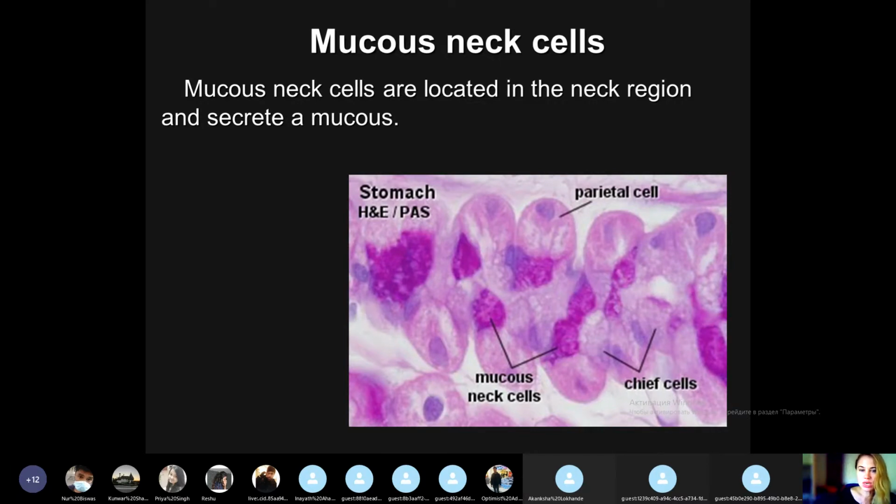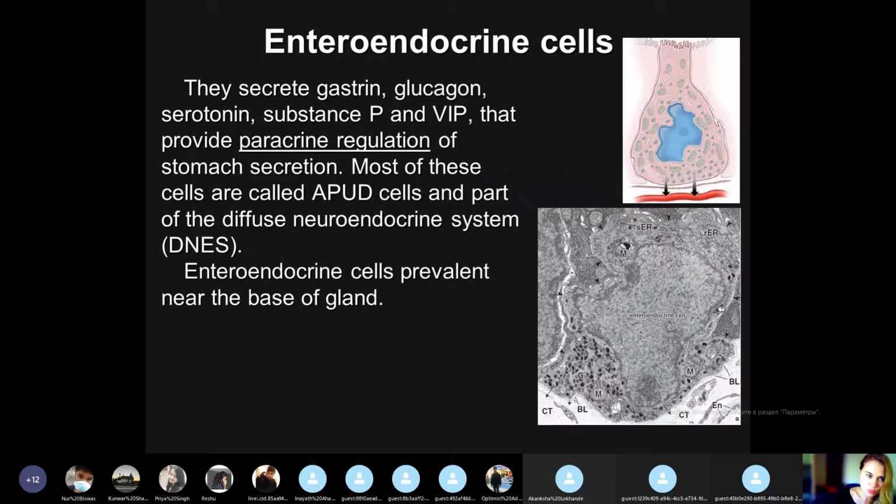But at the same time, it may damage the tunica mucosa of the stomach. To prevent this chemical burning of the mucosa, the mucous neck cells secrete mucus that lines the surface of the epithelium of the stomach, and as a result inactivates or neutralizes hydrochloric acid on the surface and protects the stomach wall.